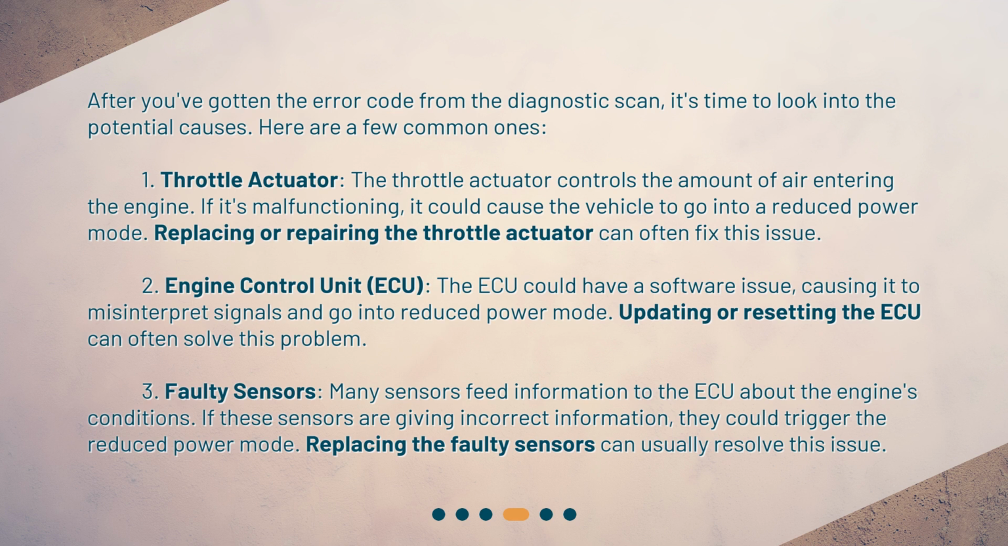2. Engine control unit, ECU. The ECU could have a software issue, causing it to misinterpret signals and go into reduced power mode. Updating or resetting the ECU can often solve this problem. 3. Faulty sensors. Many sensors feed information to the ECU about the engine's conditions. If these sensors are giving incorrect information, they could trigger the reduced power mode. Replacing the faulty sensors can usually resolve this issue.